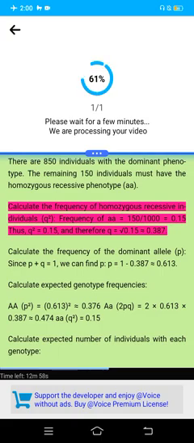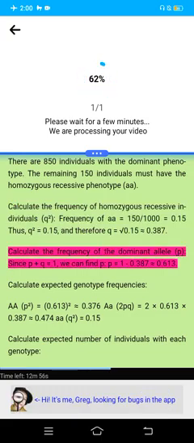Calculate the frequency of homozygous recessive individuals, q squared. Frequency of aa equals 150 over 1,000 equals 0.15. Thus, q squared equals 0.15, and therefore q equals the square root of 0.15, approximately equals 0.387. Calculate the frequency of the dominant allele p. Since p plus q equals 1, we can find p equals 1 minus 0.387, approximately equals 0.613.